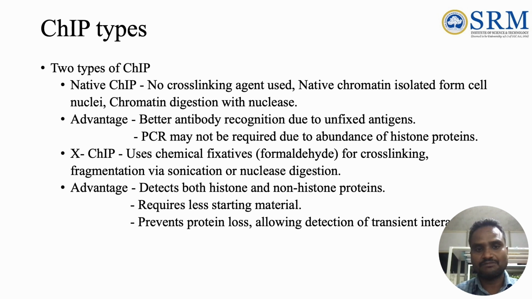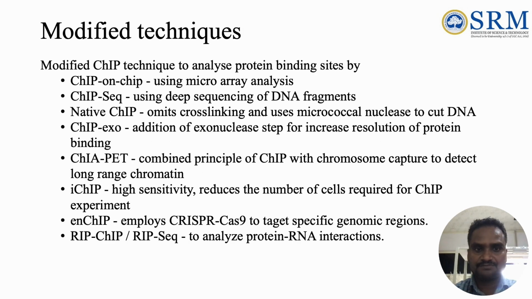Advantages of cross-linked ChIP: it can detect both histone and non-histone proteins, making it useful for studying transcription factors. It requires less starting material, making it efficient for small-scale samples. It prevents protein loss, which allows the detection of transient or weak protein-DNA interaction. Modified ChIP techniques are ChIP-on-chip, ChIP-seq, native ChIP, ChIP-exo, ChIP-PET, iChIP, nChIP, and RIP-ChIP.